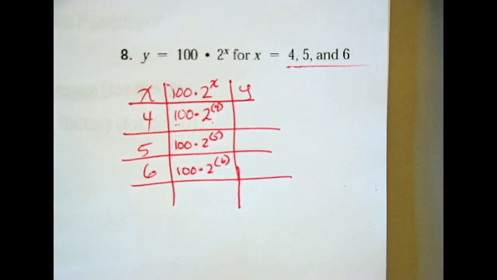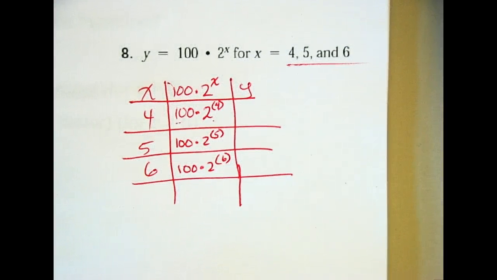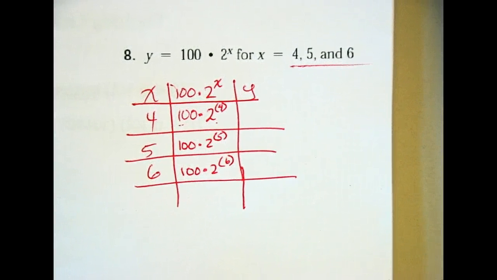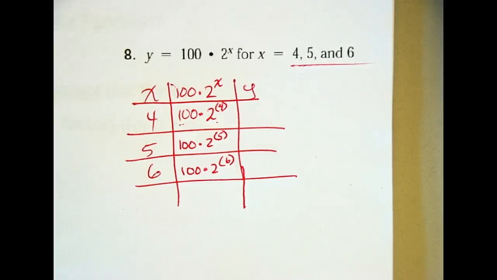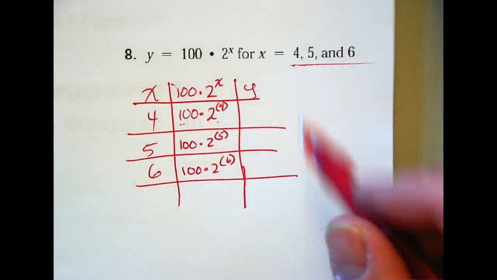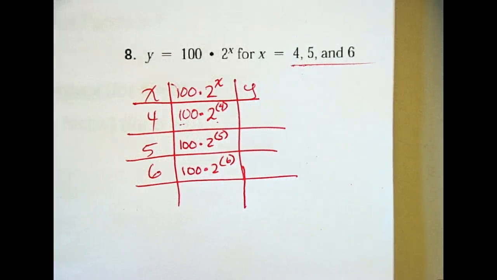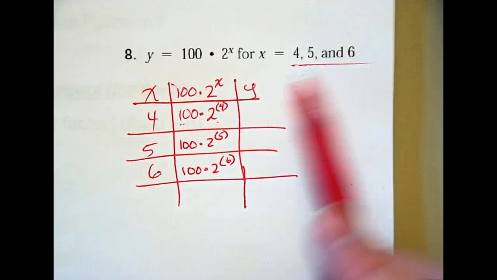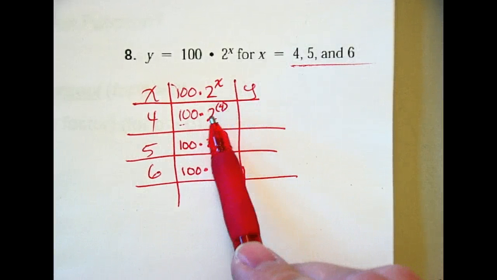Okay, let's vote. How many say 100 times 2? How many say 2 to the 4th? Some of you didn't vote? Come on, you got to vote. Pick a side. Who says 100 times 2? Who says 2 to the 4th? The answer is 2 to the 4th. You think back to PEMDAS, parentheses, and then exponents. Exponents comes before multiplication.